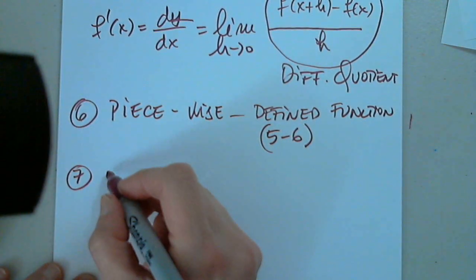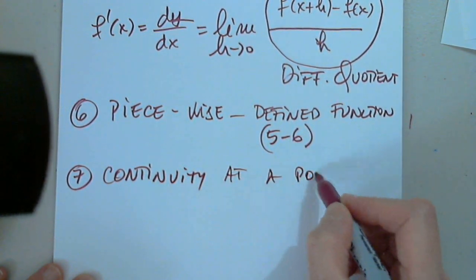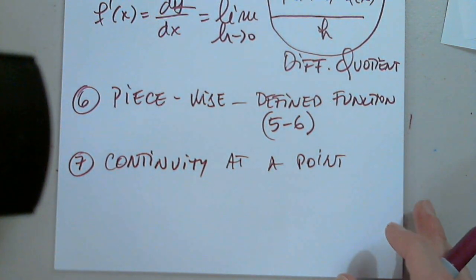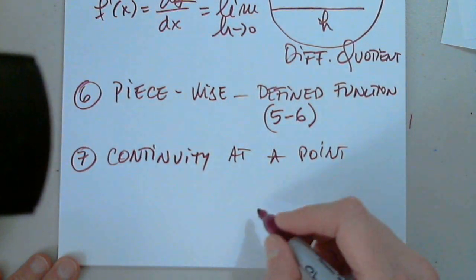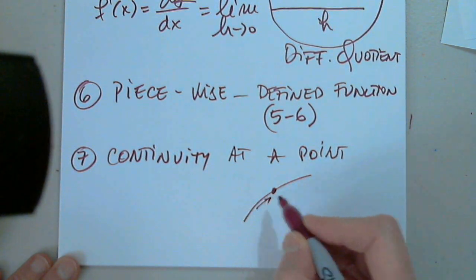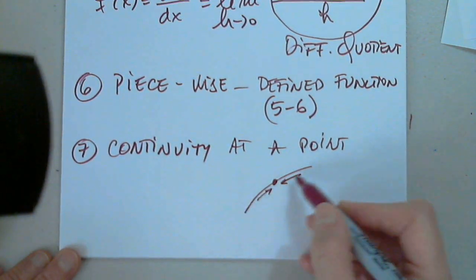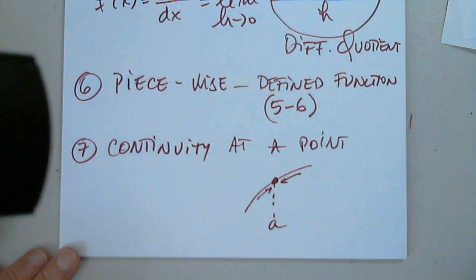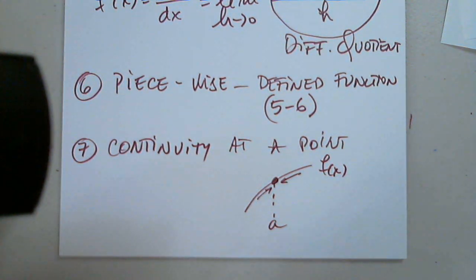Number 7, continuity at a point. You will be asked this definition. Can anyone give us the definition of continuity at a point? Function is continuous at this point. Why? So let's say this is a, and this is f of x. What did we say? Why is this function continuous at that point?